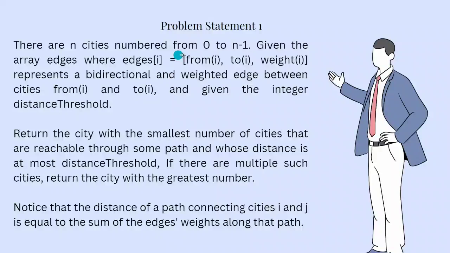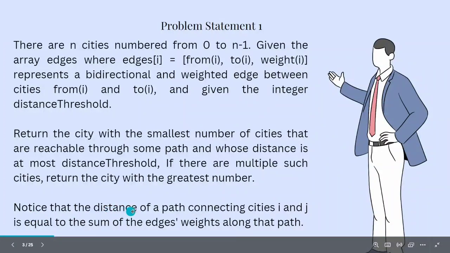There are n cities numbered from 0 to n minus 1. Given the array edges where edges[i] = [from_i, to_i, weight_i] represents a bidirectional and weighted edge between cities from_i and to_i, and given the integer distanceThreshold. Return the city with the smallest number of cities that are reachable through some path and whose distance is at most distanceThreshold. If there are multiple such cities, return the city with the greatest number. Notice that the distance of a path connecting cities i and j is equal to the sum of the edges' weights along the path.